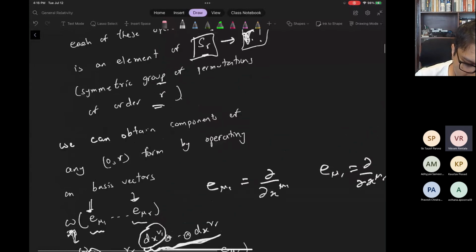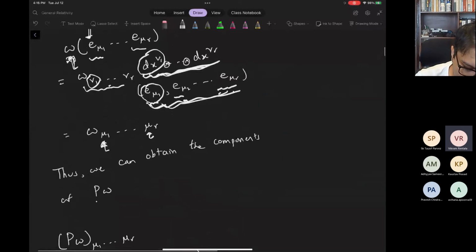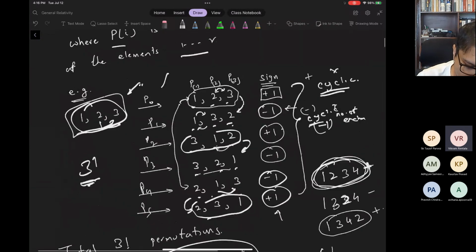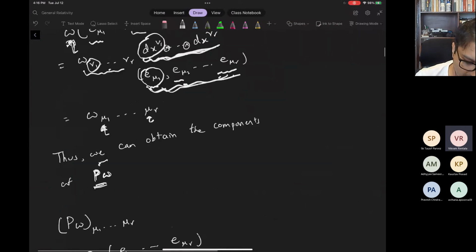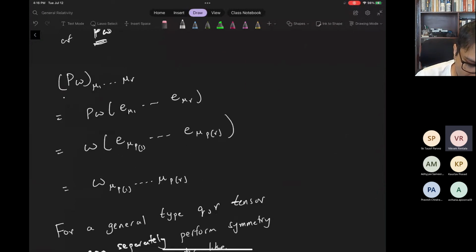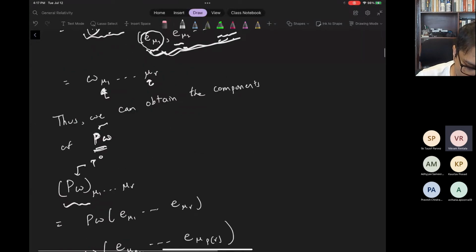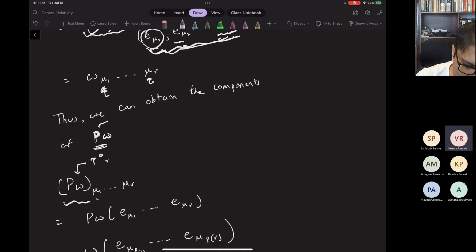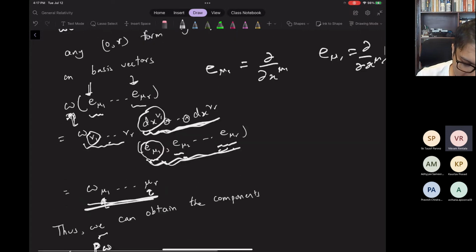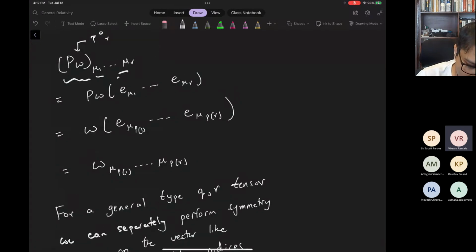So now similarly, we can obtain the components of P omega. That is when we perform the symmetry operation on omega, where this operation P is in one-to-one correspondence with these symmetry permutations here. So for P omega, we want the mu1 through mu r index. And we already know that this is a tensor of type 0R. So if I want to obtain the mu1 through mu r index of any tensor of type 0R, I will operate the tensor on the basis vectors e mu1 through e mu r.